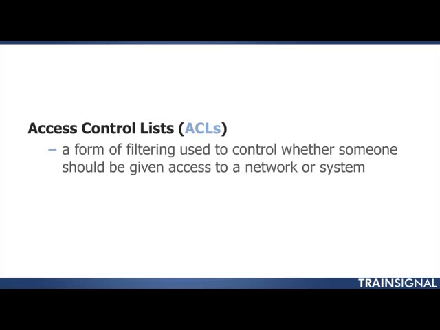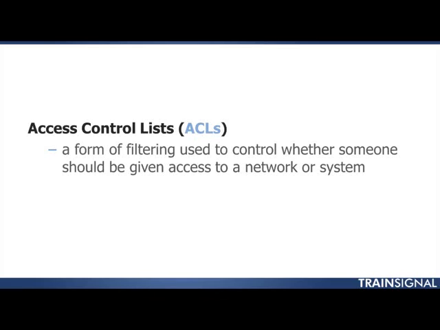Now, the first thing that I want to talk to you about when it comes to network access security would be something called an access control list, or what's known as an ACL. And an ACL is a form of filtering that is used to control whether someone, and really I guess I could say someone or something, right? Because it can be based upon the user or it could be based upon the computer.